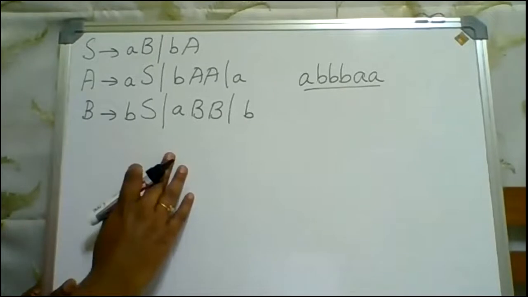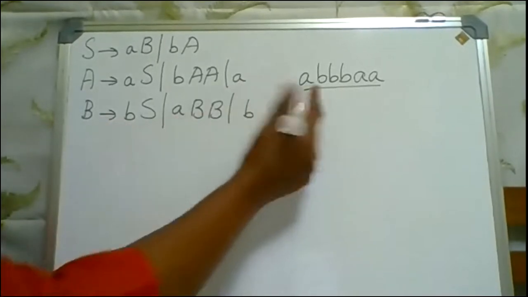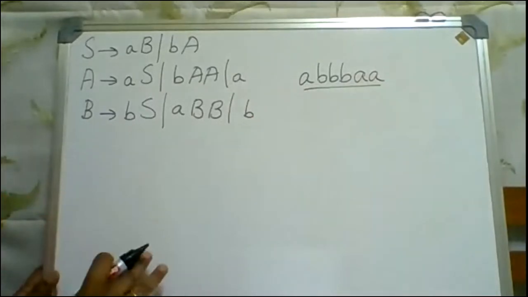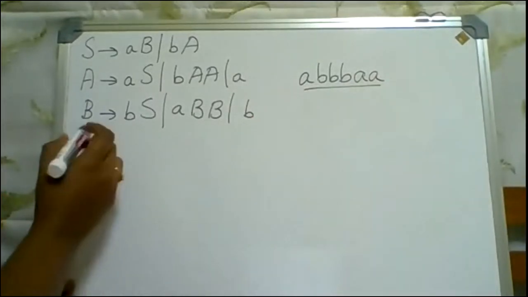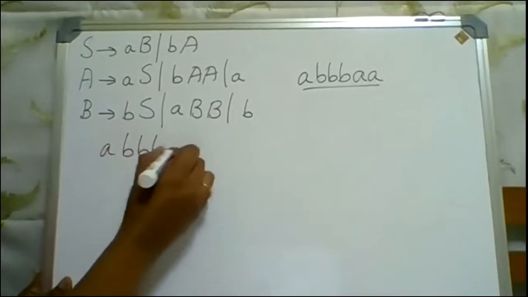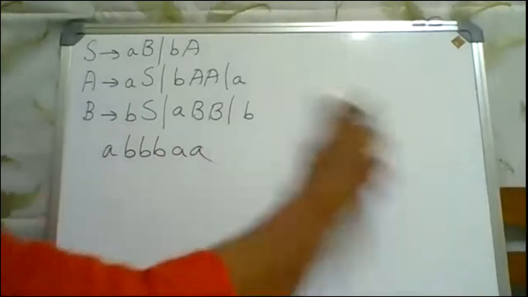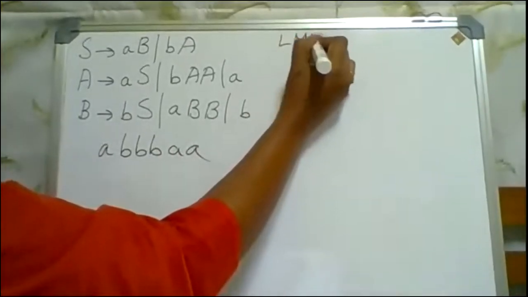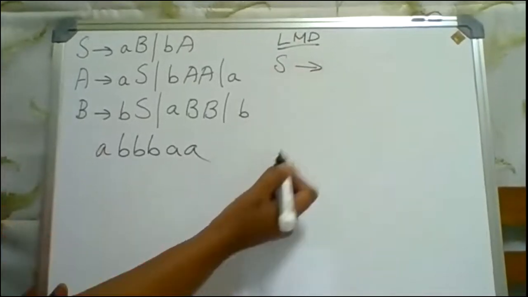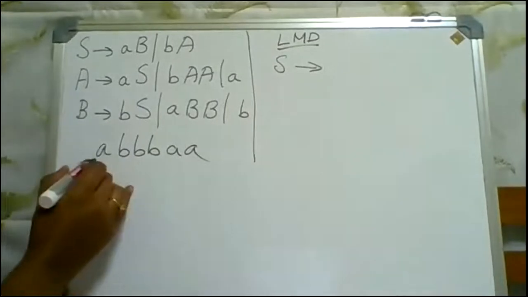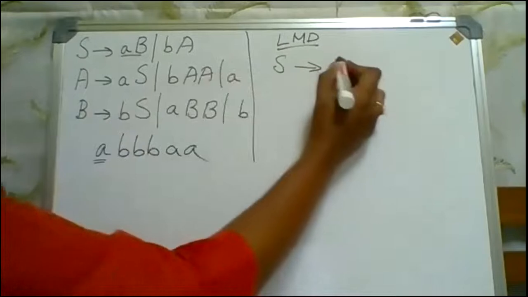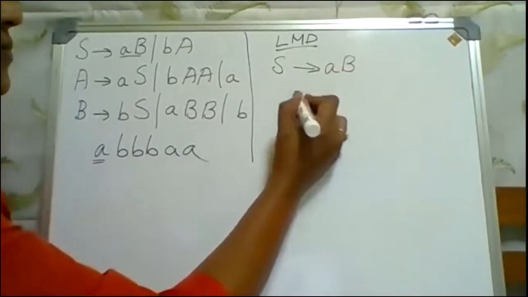Consider this example. From this grammar, let us obtain the string ABBBAA using LMD and also RMD. So first, let us see LMD. Always we should start with the start symbol S. Since our string is starting with A, we have to choose this production only, AB. So S is deriving AB.